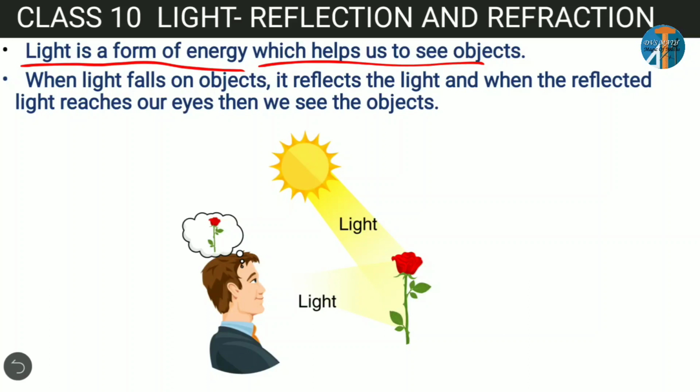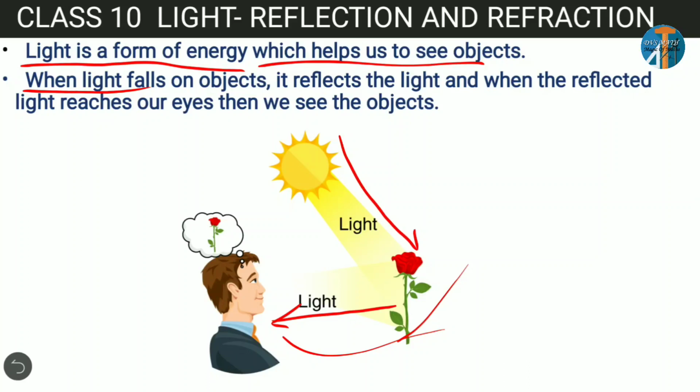This is the very basic concept that you learned in your lower classes. How does it help us to see objects? You can observe this figure here. What is happening? The light is falling on this flower, and that light is reflecting back. That light reflects back near to our eyes, then it reaches our eyes and then we conclude it is a flower.